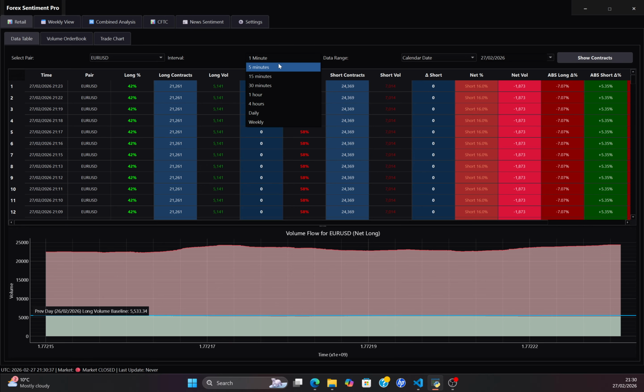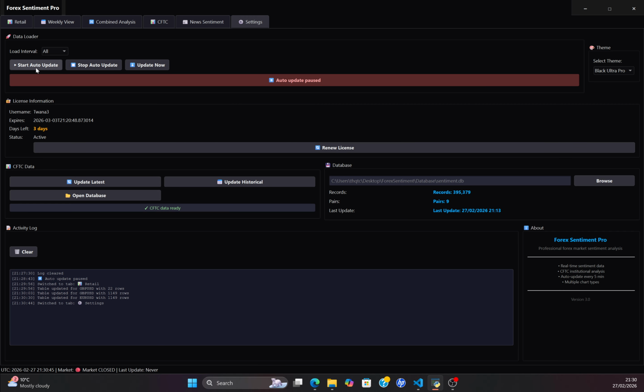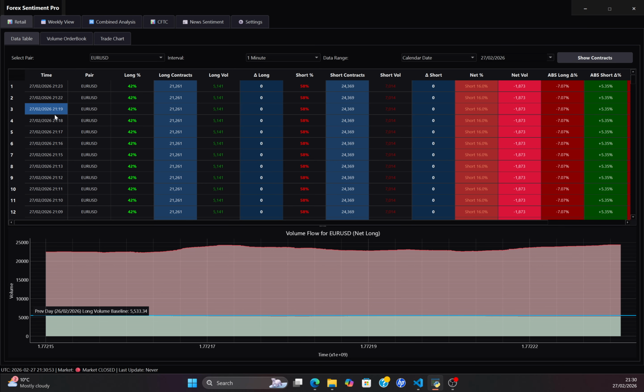You have an interval. Just one thing I want to mention here before I go. When I said you click auto update, the software updates every 5 minutes. Every 5 minutes, it gives you 5 rows of data, not only 1 row. So if you look at this, the time is between 21:19, 22, 23. So it's every minute. Yeah, so 2 minutes actually is missing here. So probably I haven't run the software at that time.